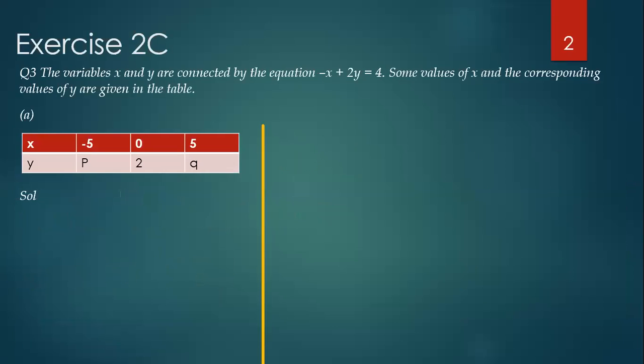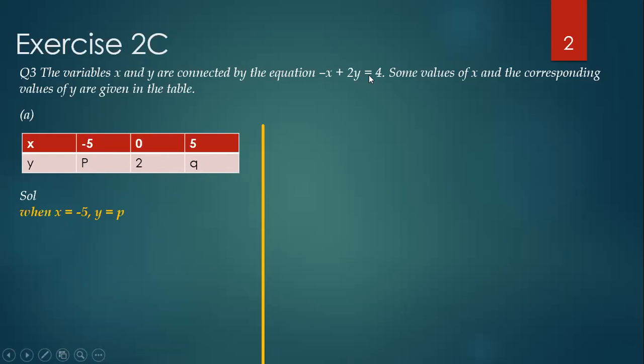Question number 3. The variables x and y are connected by the equation minus x plus 2y is equal to 4. Some values of x and the corresponding values of y are given in the table, as you can see here. X is minus 5, and the variable here is p. Then if x is 0, y is 2, and if x is plus 5, you have to find the value of the variable q. So when x is minus 5, y is p.